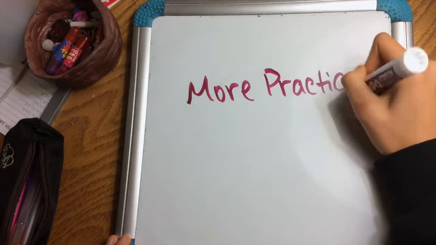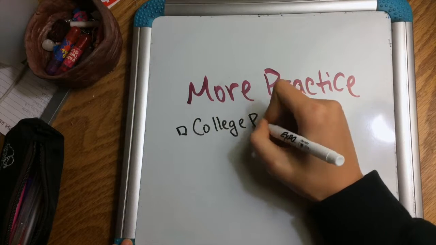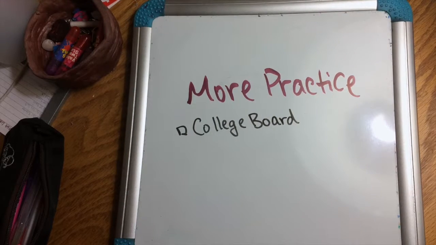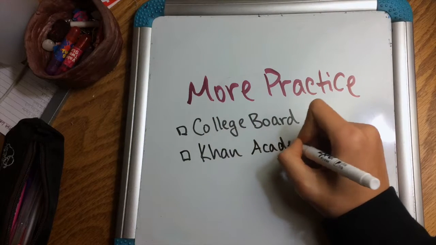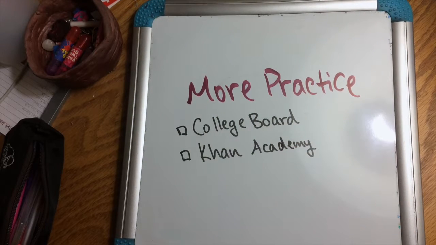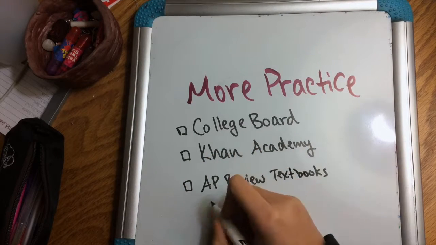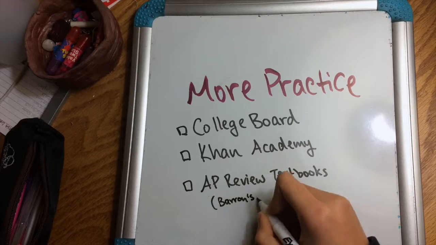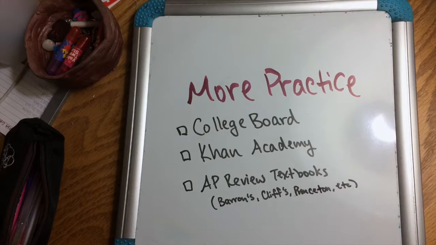For more practice, you can go to College Board and find all of the other AP Calculus FRQs. There's also Khan Academy, which gives you tutorial videos and also practice problems. Finally, there are AP review textbooks such as Barron's, Princeton Review, or CliffsNotes that can guide you through topics that are difficult for you.